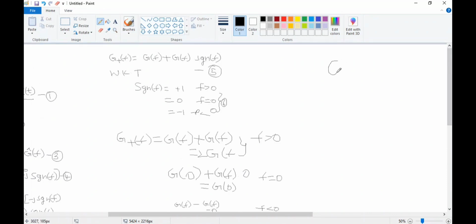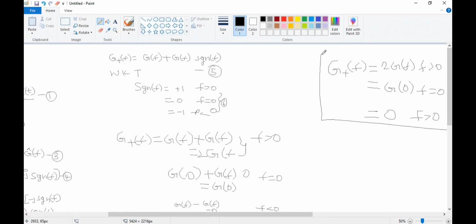Let me rewrite this final expression. So G plus of F is equal to 2G of F for F greater than 0, is equal to G of 0 for F equal to 0, and is equal to 0 for F less than 0. Okay, so this is the spectrum of G plus of F.